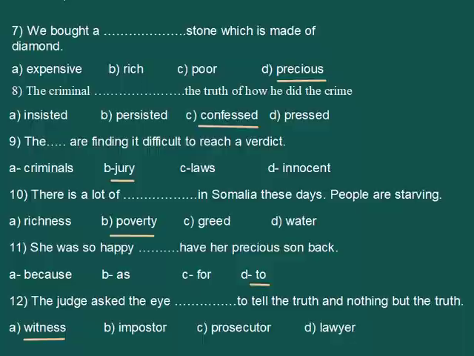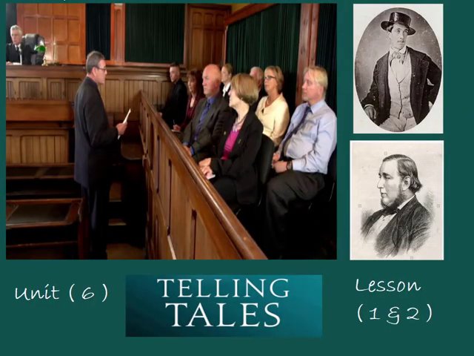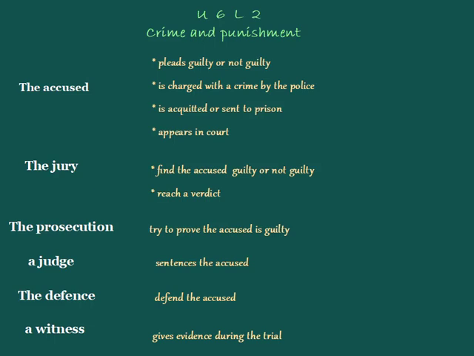And in lesson 2 we are still talking about the same title, telling tales, and we can start with the new vocabulary. Here we have some people and the actions that they can do. We have the accused and the jury and the prosecution and the judge and the defense and the witness. All of these people we can meet or see in the court. The accused can plead guilty or not guilty. The accused is charged with a crime by the police, and the accused is acquitted or sent to prison. The accused appears in a court.